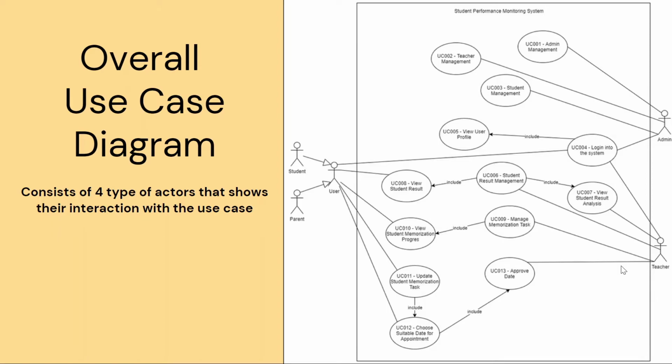This is the overall use case diagram for the system. As we can see, it consists of four types of actors: admin, teacher, student, and parents. Student and parents will share the same behavior in the system, and the system will contain 13 use cases.